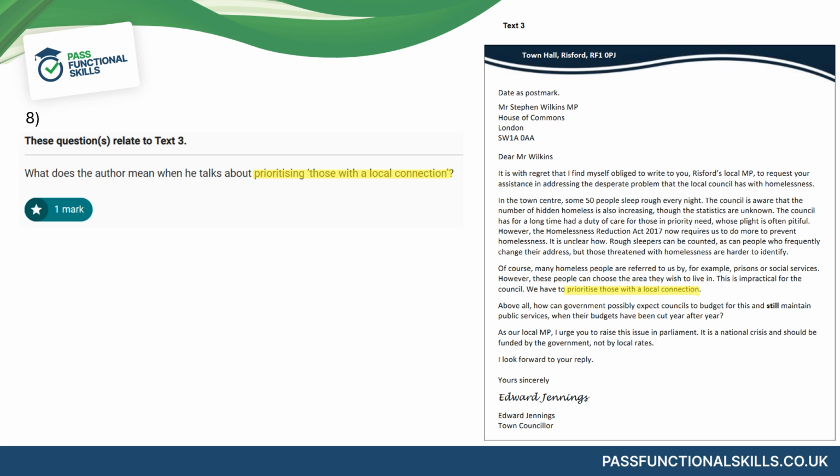The phrase local means to do with that area, and the word connection means to have some sort of relationship with. So we can understand this whole phrase as: we have to give preference or put people first who already live in the area or have some sort of relationship to the area. So they might have relatives in the area. That's what we've got in our written solution here, those who have relatives in the area. Basically we're just explaining what a local connection means and how someone could have a local connection.